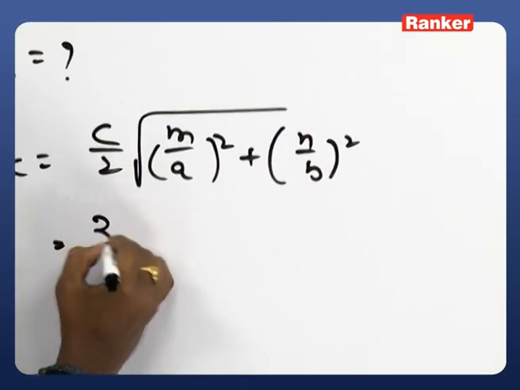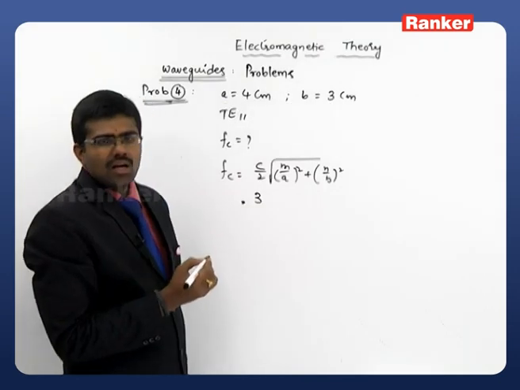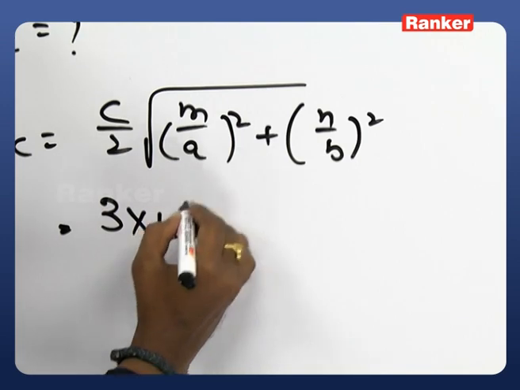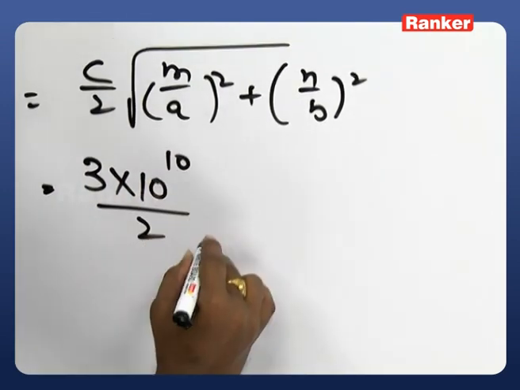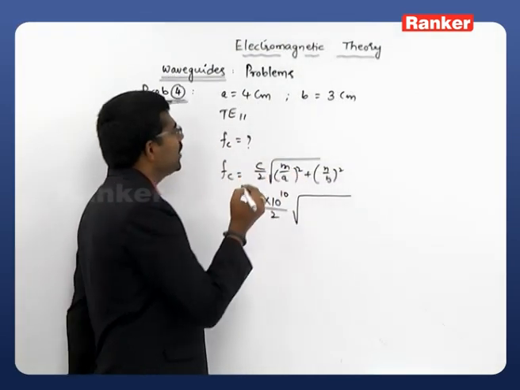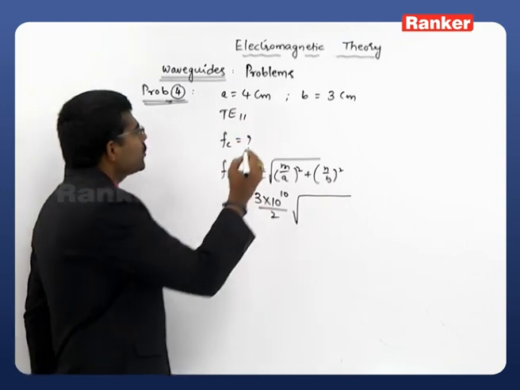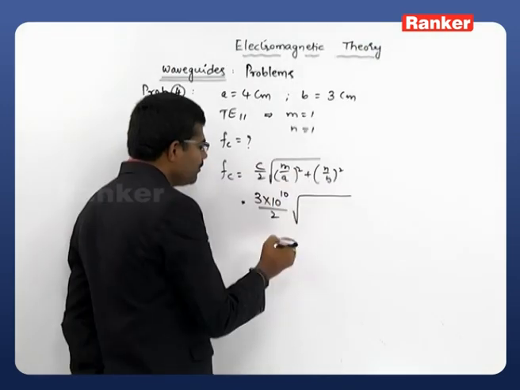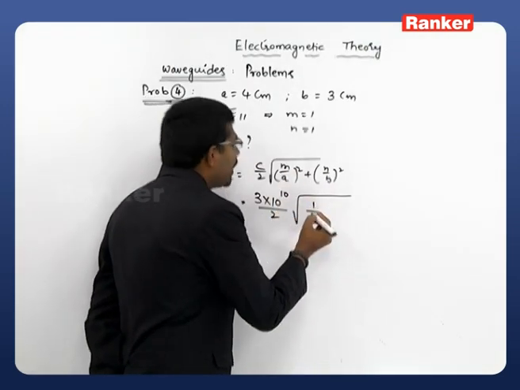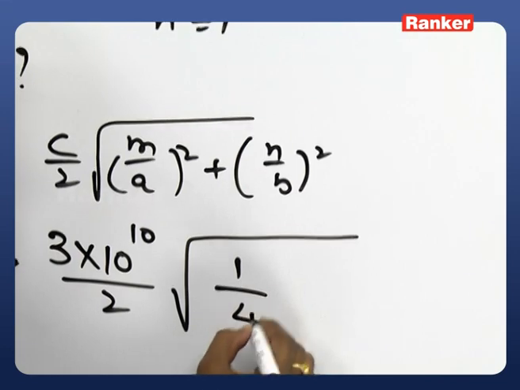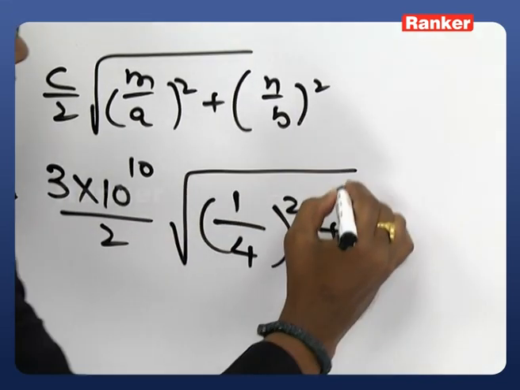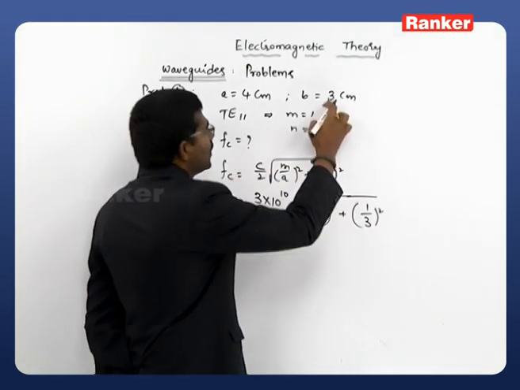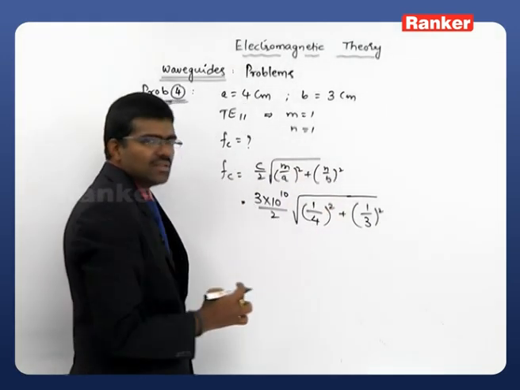Since all the dimensions are given in centimeters, write down this one also in centimeters. 3 into 10 power 10 divided by 2 square root of, what is m here? TE11 corresponds to m is equals to 1, n is also equals to 1. So 1 divided by, a is equals to 4 centimeter. So 1 by 4 square plus, here also it is 1 by 3 square. The broader dimension is 4, narrower dimension is 3.